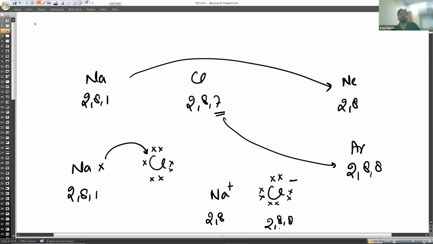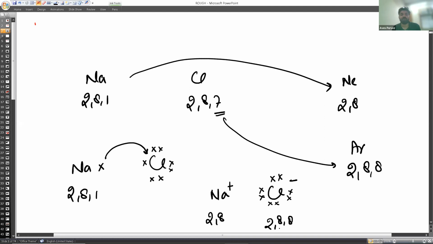Why? Because solid means the particles cannot move from one place to another. Anything that is solid means the particles cannot move. So why can't the particles move? Because they are tightly held together. That's why ionic compounds are generally solid in nature: they are tightly held together with a strong electrostatic force of attraction, which is a very huge force.